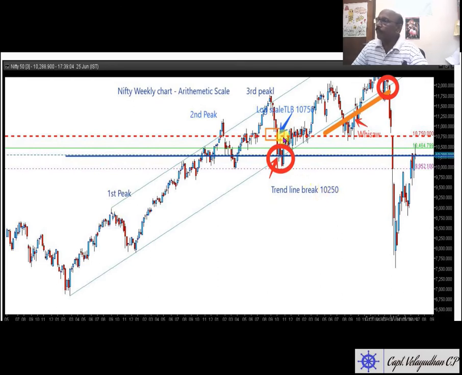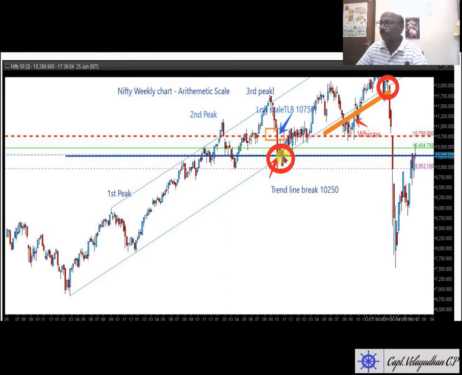Whereas the log scale trend line breakpoint was 10,750 here. So those who use the log scale, they exited here at 10,750. The trend line already broken, they exited and booked the profit. But those who use the arithmetic chart, they hold the price till here where it is broken, 10,250. That means around 500 points. This party used the arithmetic scale, they lost.